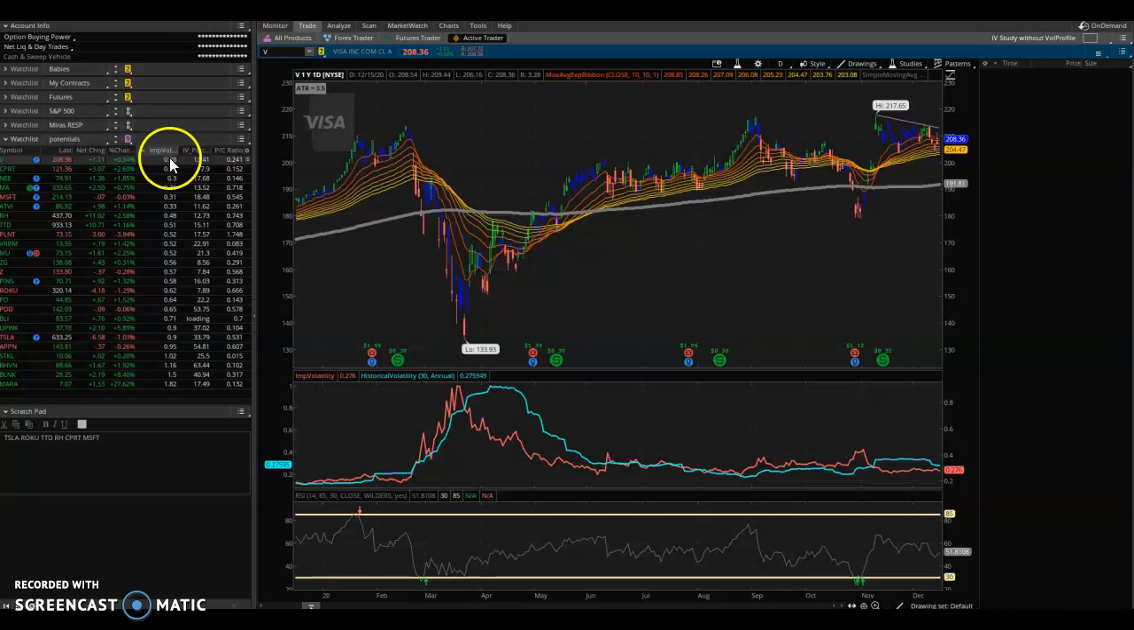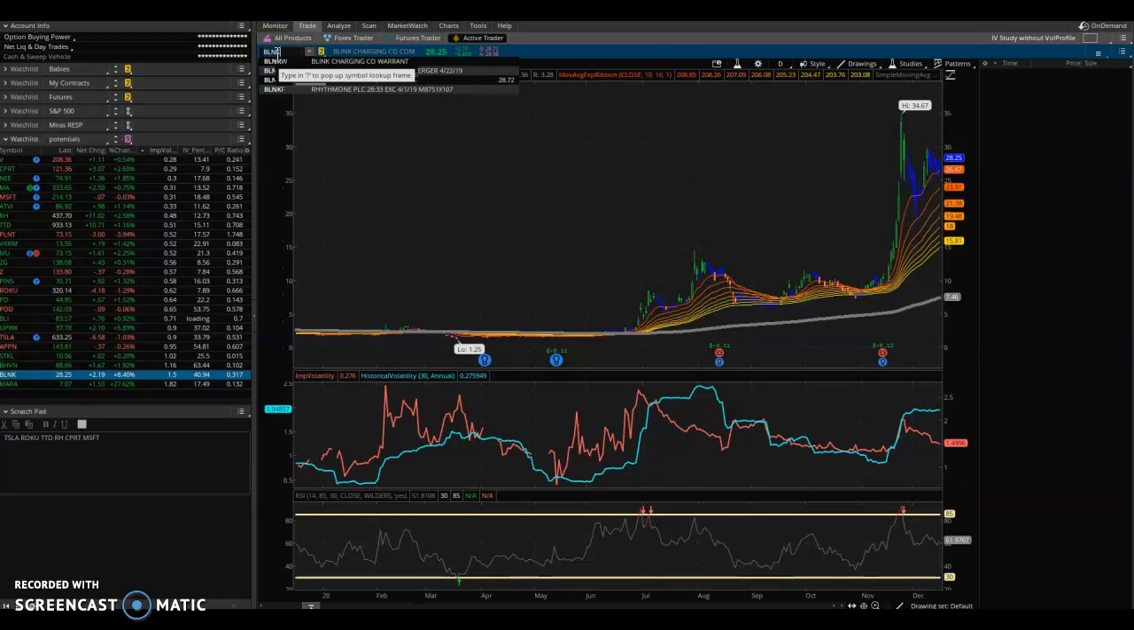So if we shoot now all the way down to the bottom, let's take a look at Blink. And Blink is one of those, I think, EV stocks. I saw some people talking about it on Twitter. Blink is kind of a different beast.